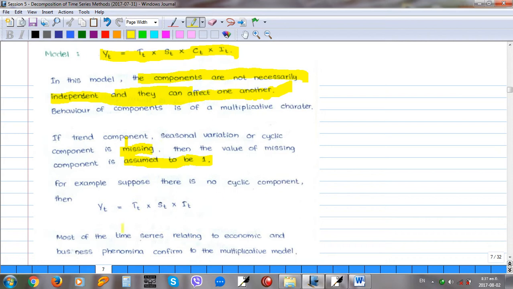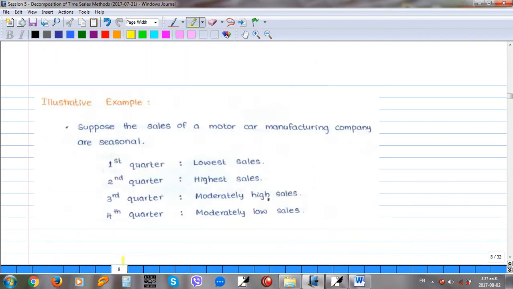Most of the time series related to economic and business phenomena conform to the multiplicative model. So for business and economic phenomena, we use the multiplicative model.